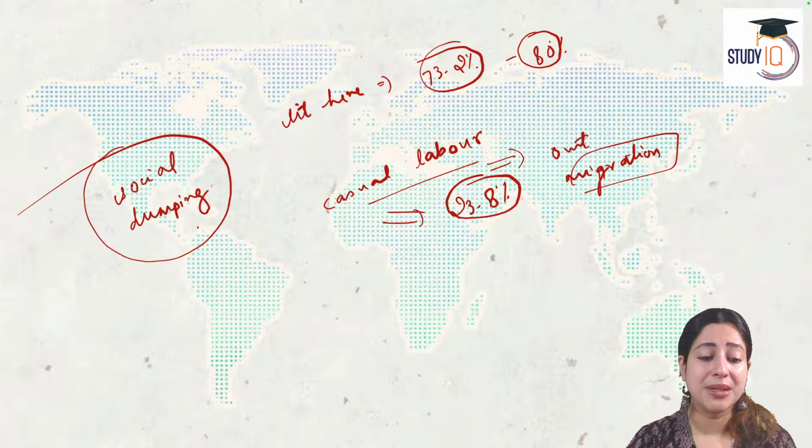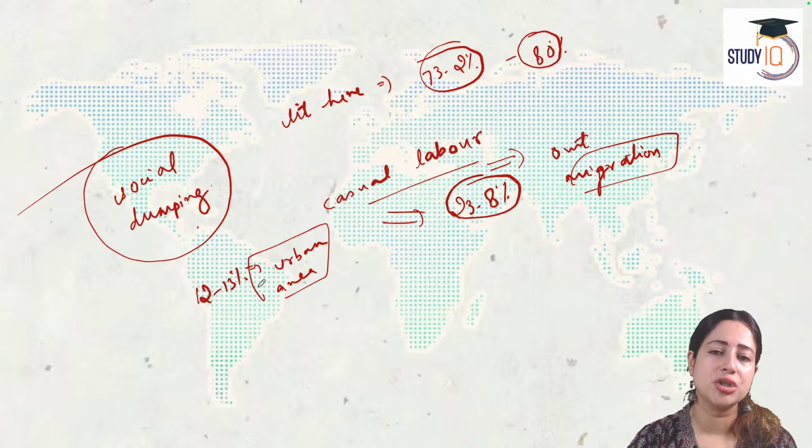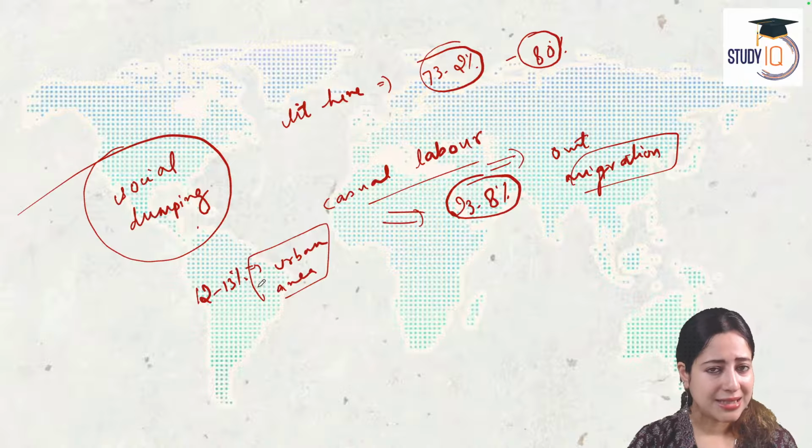At the same time, Bihar has a problem of low urbanization. If you look at the total urbanization trend, then in Bihar, only 12 to 13% population lives in urban areas. Again, this is very, very low as compared to the national average. India is one of the fastest urbanizing countries in the world by 2050. And still Bihar has 13% urban population.